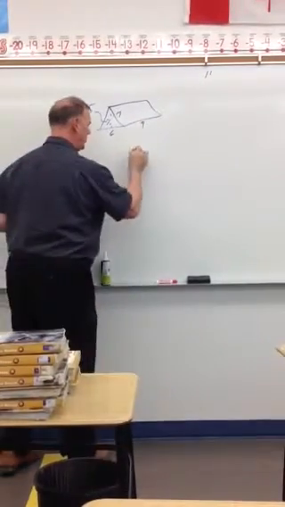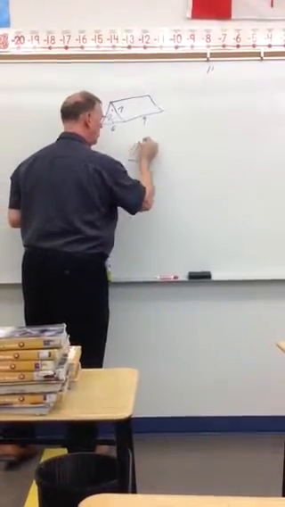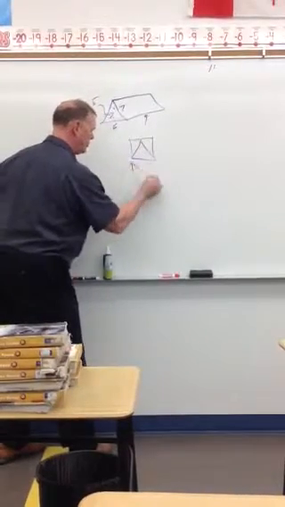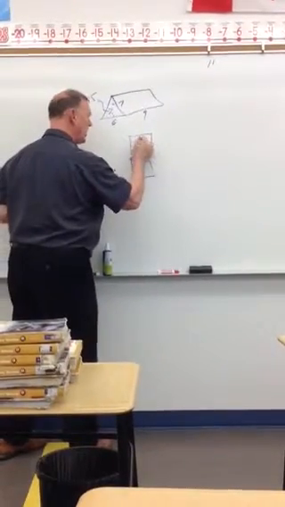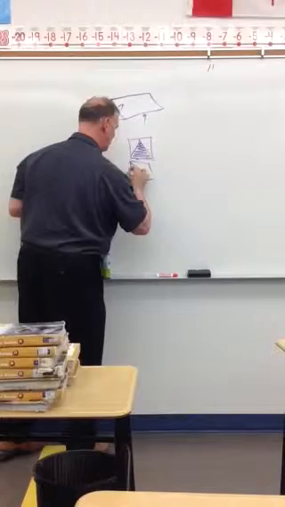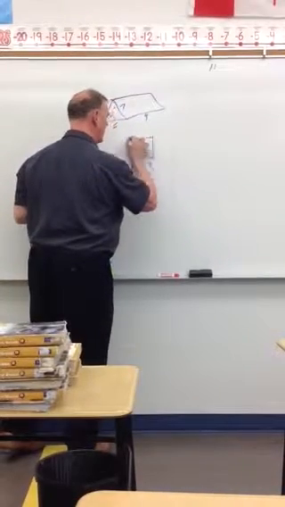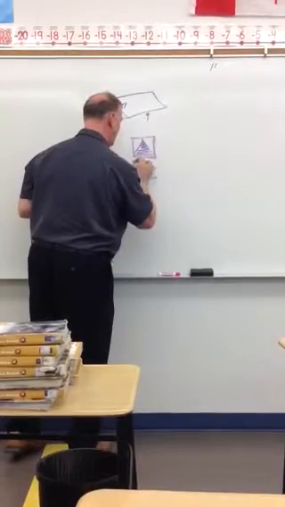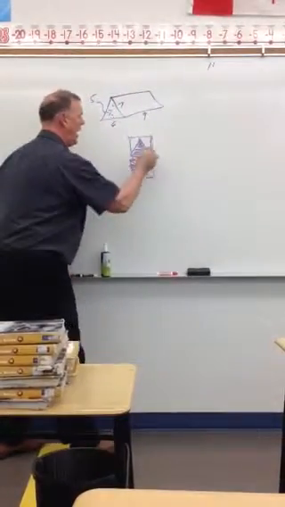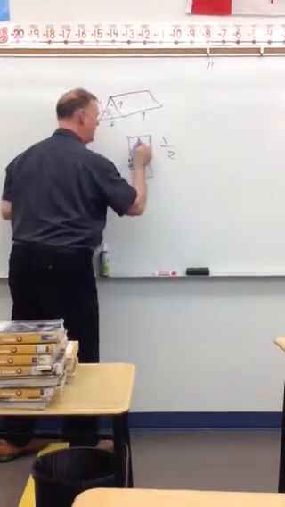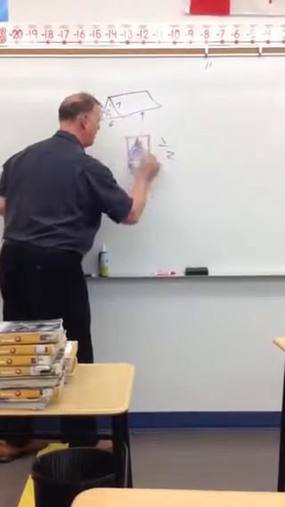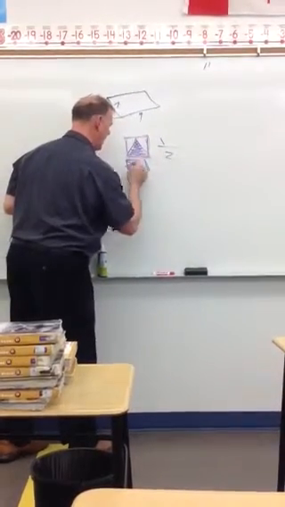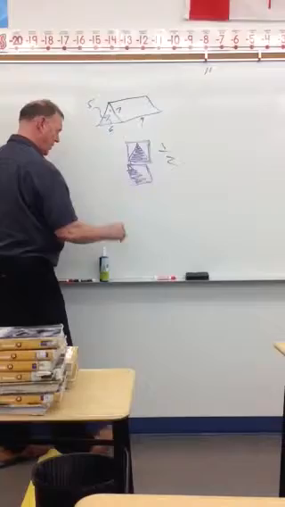A triangle is always half of a rectangle. It doesn't matter. Every time you see a triangle, no matter what the shape, if you build a rectangle, you build a square around it, it's half of that rectangle. And if you can grasp that this is half of this is half of this, you're on your way.